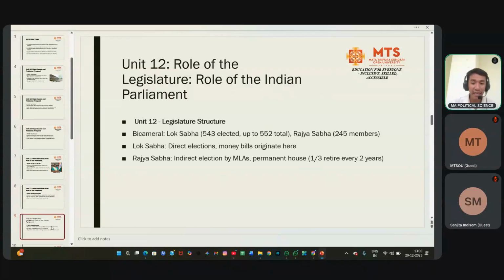Rajya Sabha is indirect election. This question is very common. It can come anywhere. Rajya Sabha is indirect election. Lok Sabha is direct election. Okay. Money bills can be introduced only in the Lok Sabha. Okay. So this is about the legislature, the law-making house.